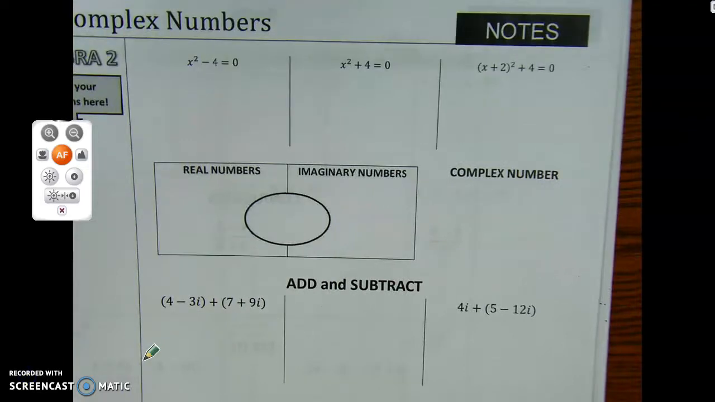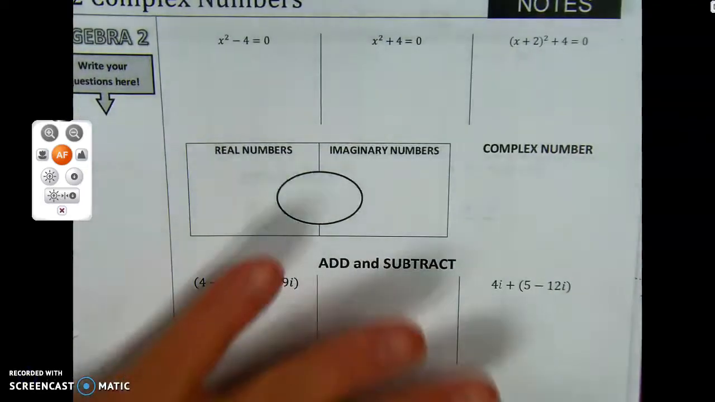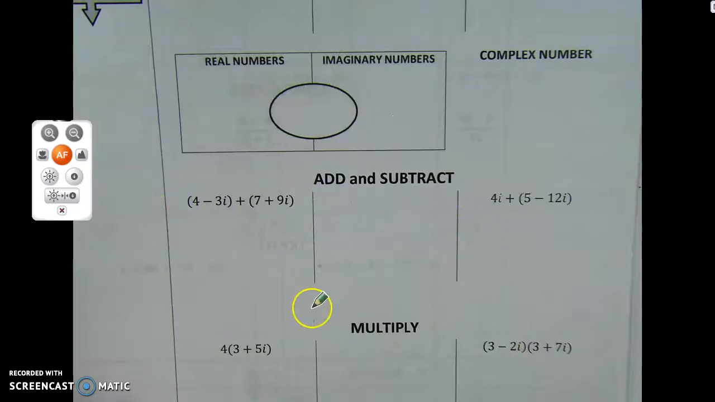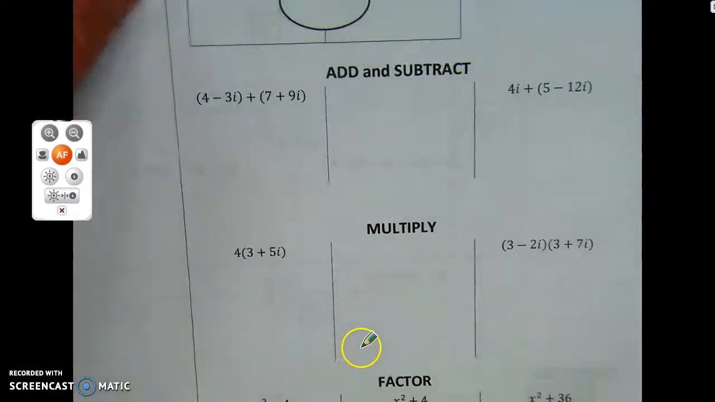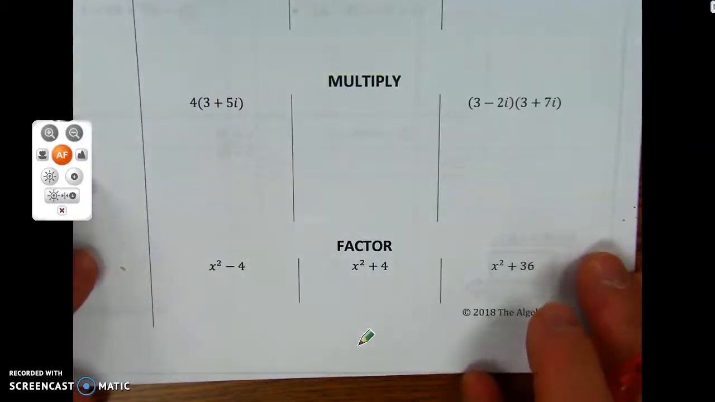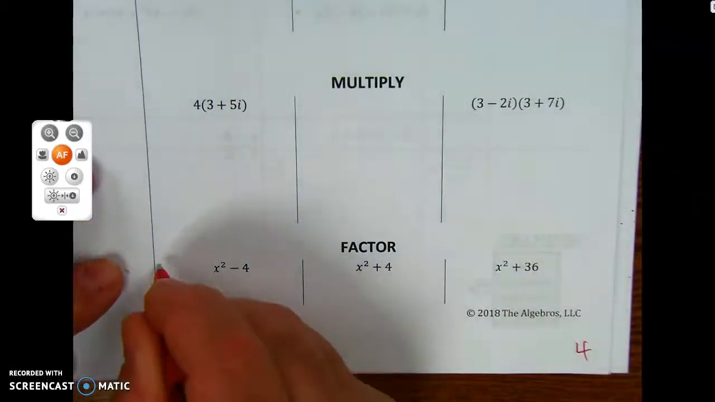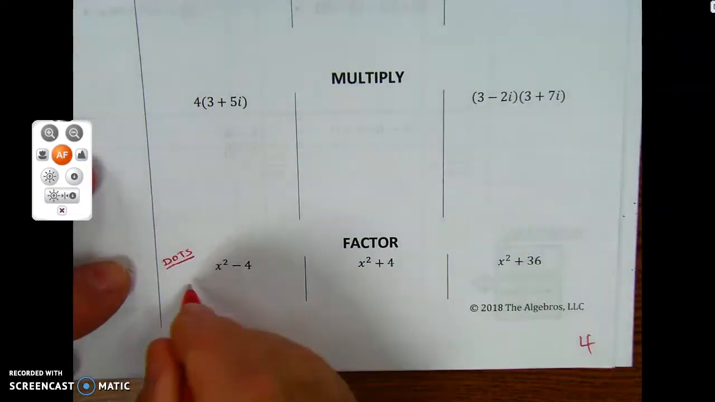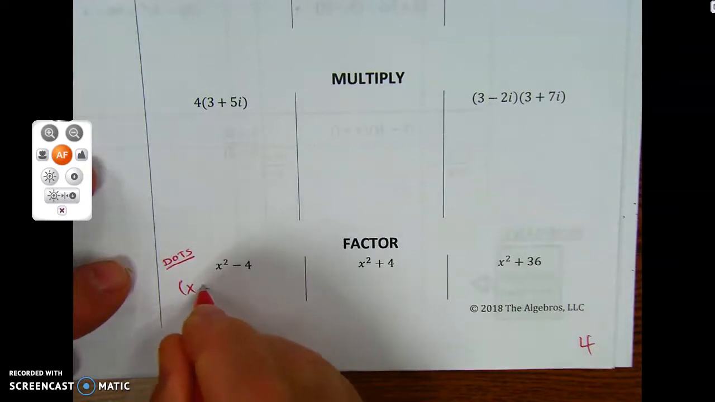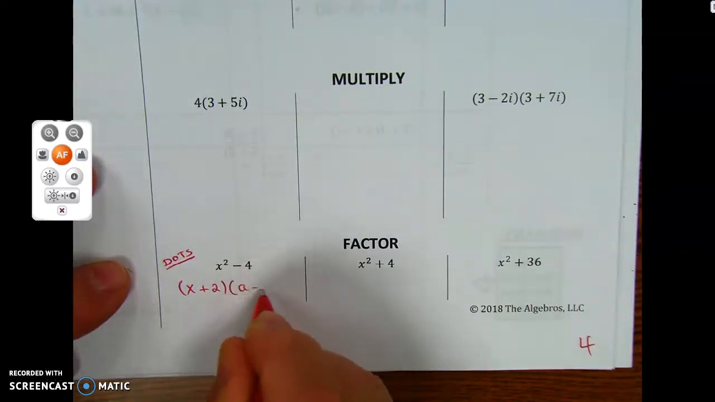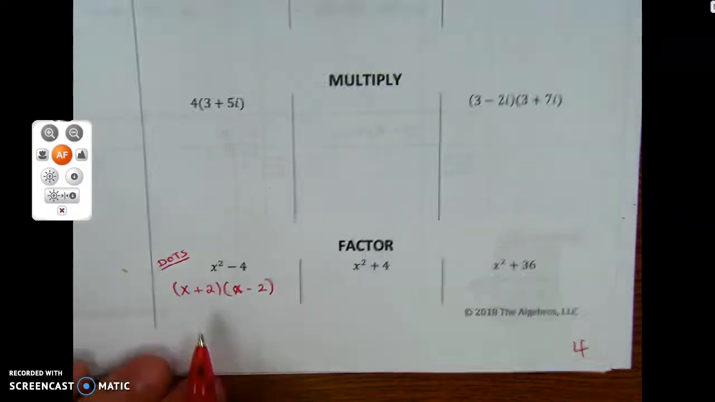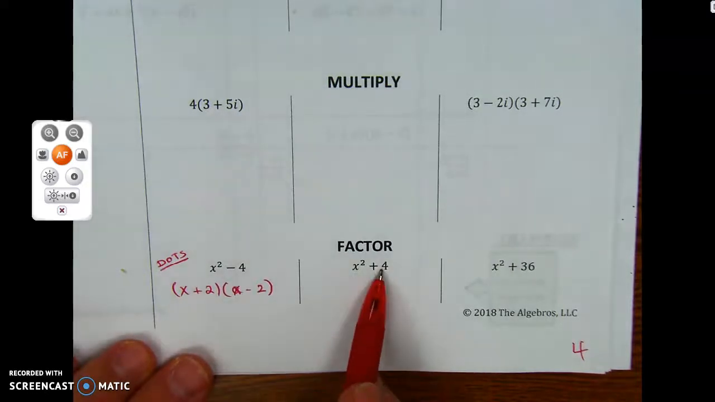So I have a minute and a half left, and what I'm going to do when you get to class is go over a couple of these problems in here just for a quick review of the notes, and you should already know how to add, subtract, and multiply. I'm going to do this one right here real quick, okay? From Algebra 1, you should know how to factor difference of two perfect squares. So this is just an old reminder, x plus 2 times x minus 2. Excuse me, x minus 2. Okay? All right.